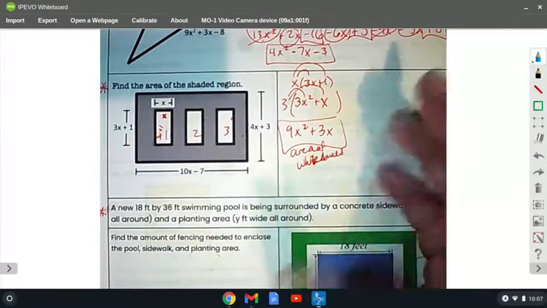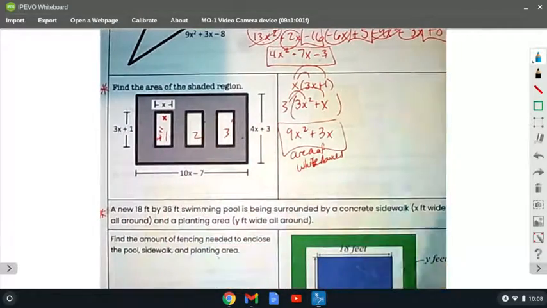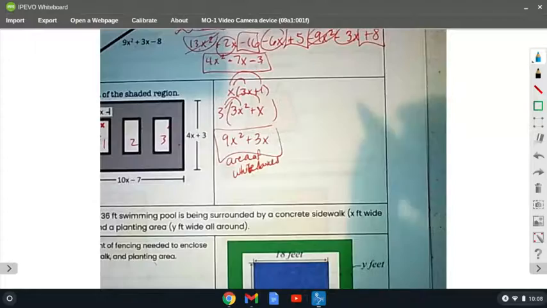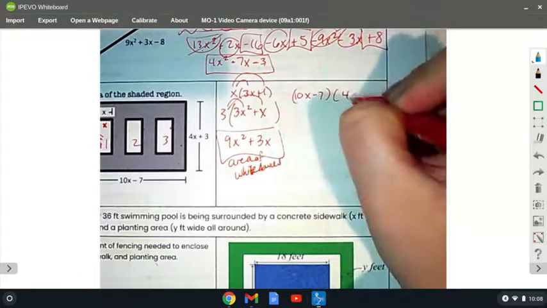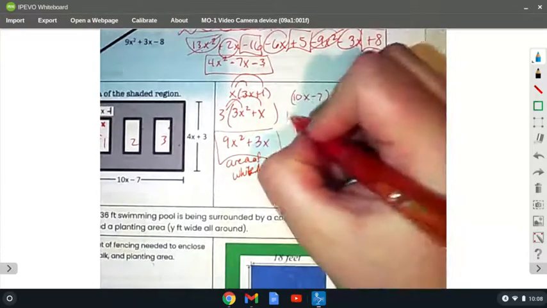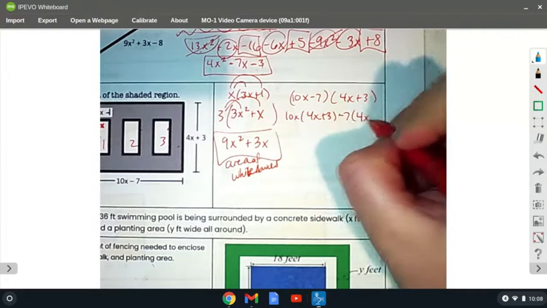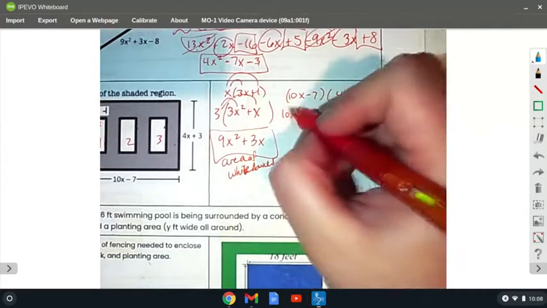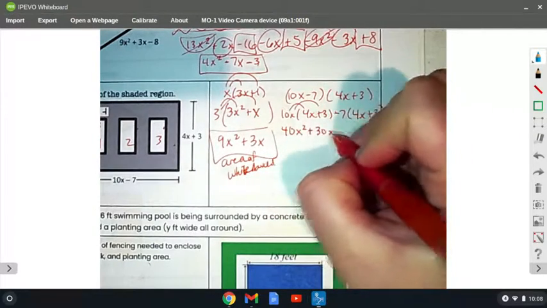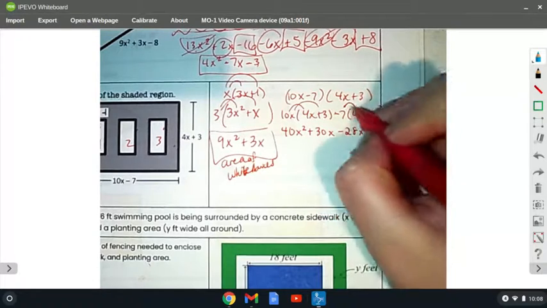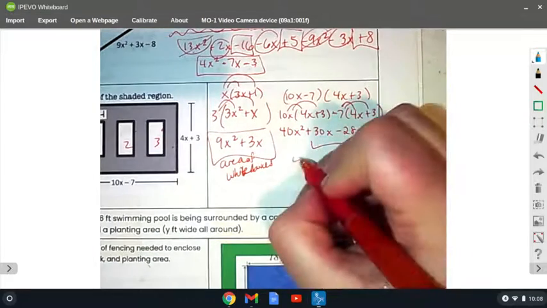Okay? Now, just like before when we did this, the big box minus the small box, same thing. I'm doing the big rectangle minus those white pieces so I can get that shaded area left. So I want the area of the big rectangle now, so that's 10x minus 7 times 4x plus 3. So I'm going to do 10x times that second parenthesis minus 7 times that second parenthesis. So this is going to give me 40x squared plus 30x negative 28x minus 21. Now I'm going to combine like terms in the middle.